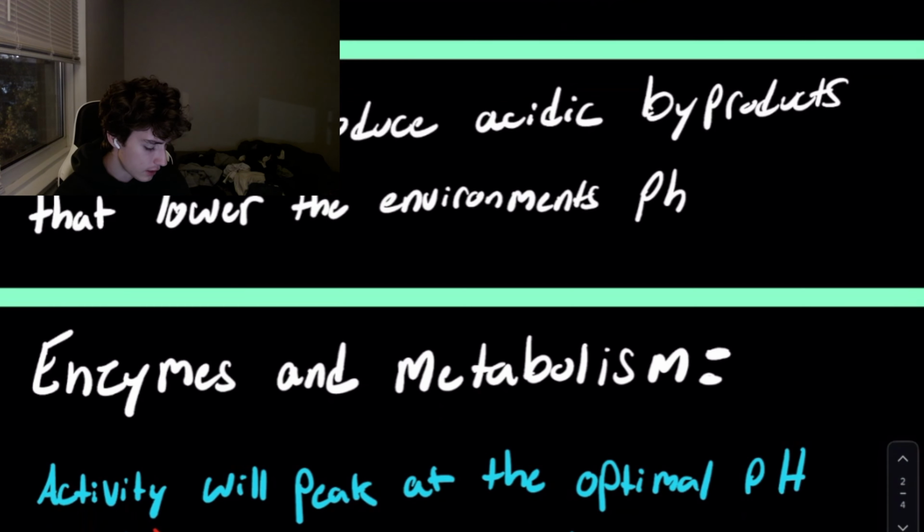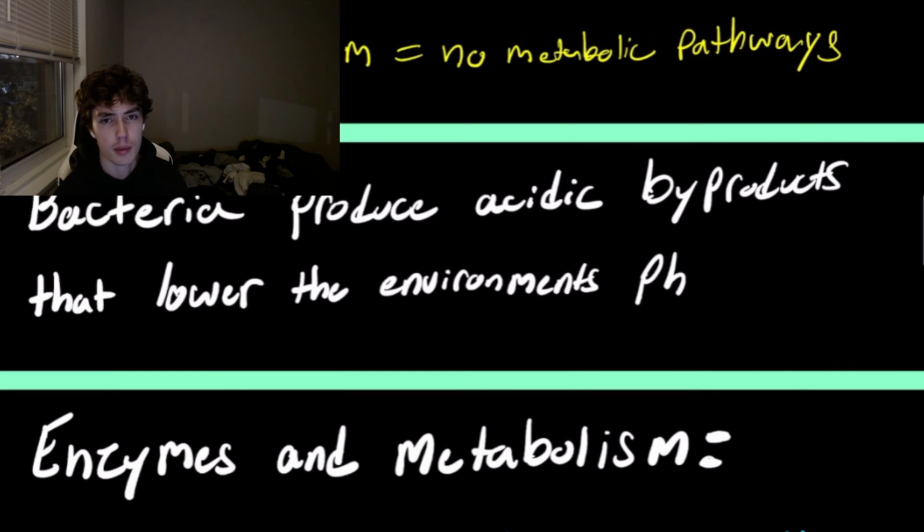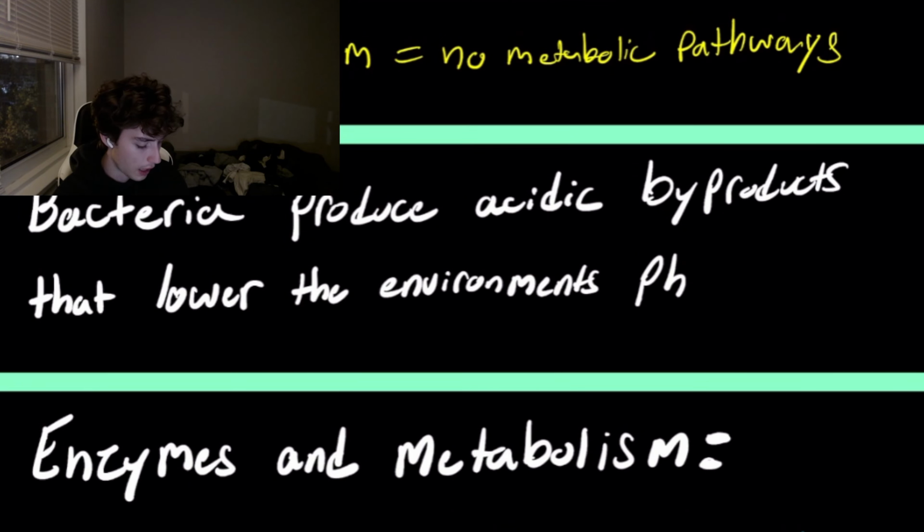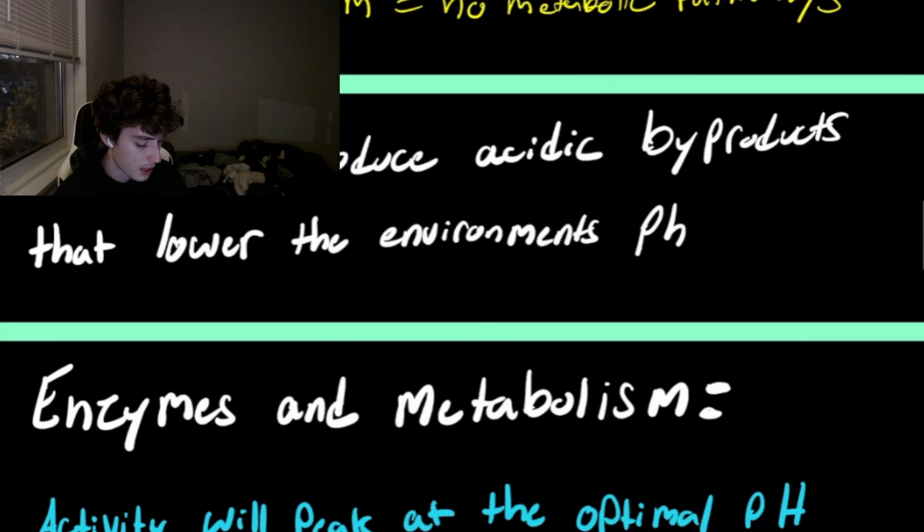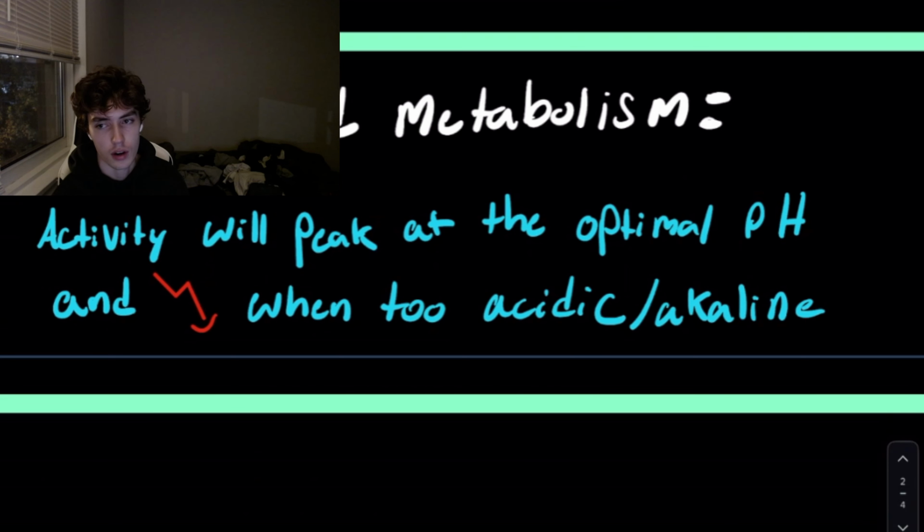Something I wrote down here is that bacteria produce acidic byproducts just naturally. They end up poisoning their environment, so naturally they're lowering their environment's pH. Not really important to know, I just thought I would add that in there.